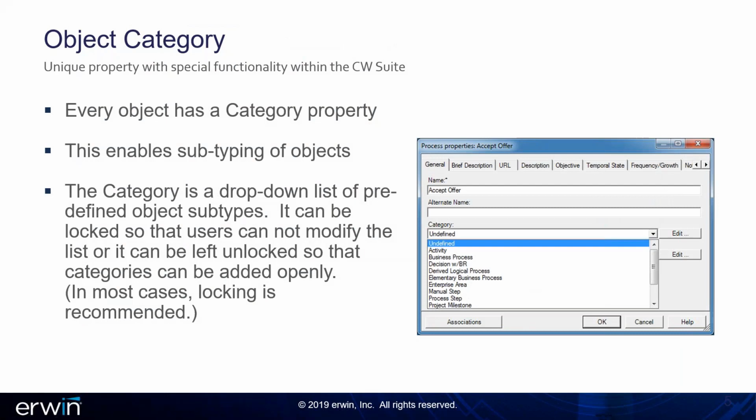Category is a very special type of property. It is a drop-down, and what it does is it allows you to subtype objects. The category is used to make things look different on diagrams, and because of that, it can be locked. So you have a choice. You can always lock the category, in which case this edit button won't be present, or you can leave it open, and that's something you can do at the model level. You don't have to do them one by one.